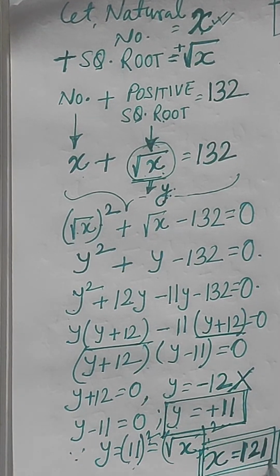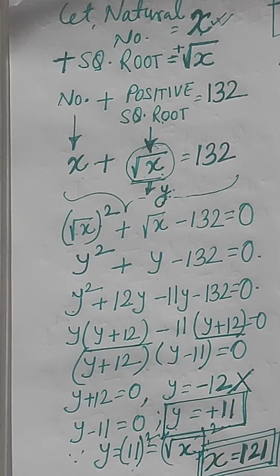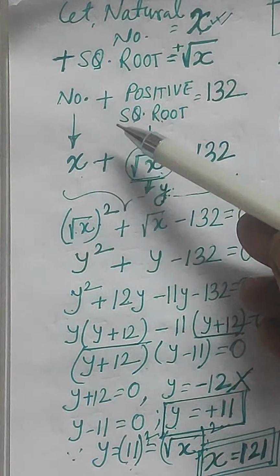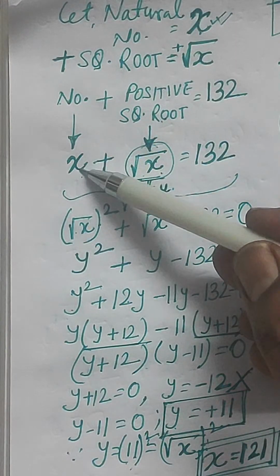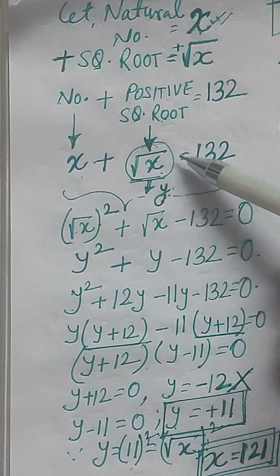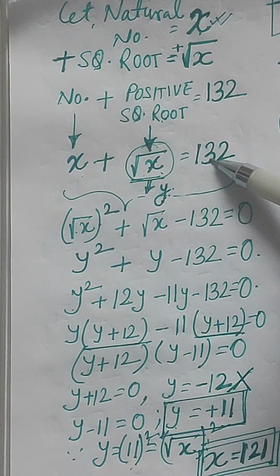So your answer is 121. This is the natural number which, when added with its positive square root, will give you 132.